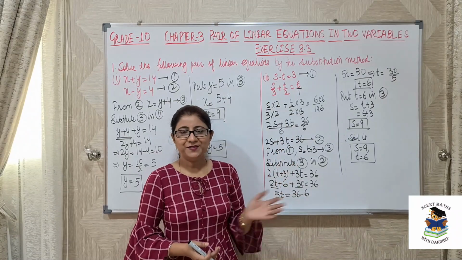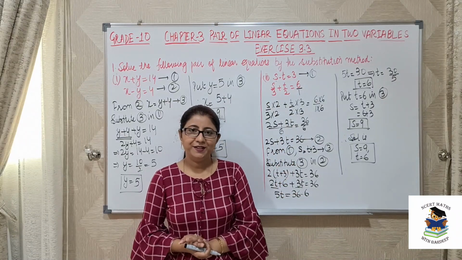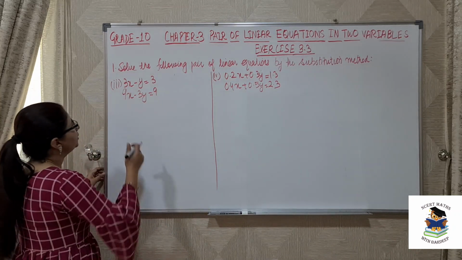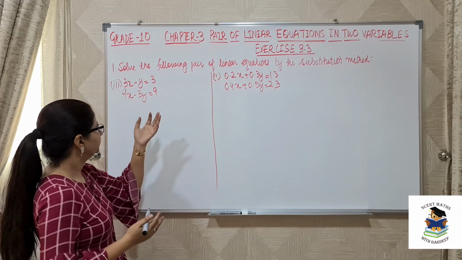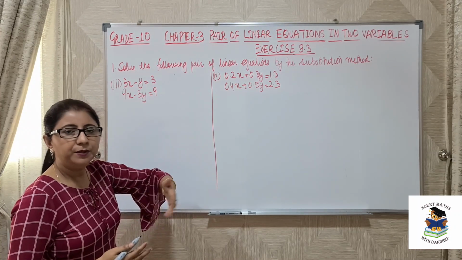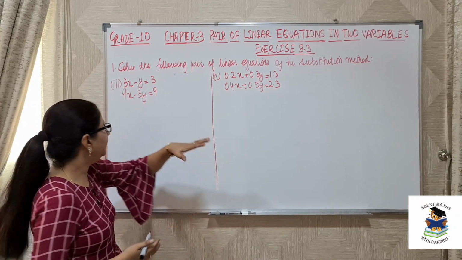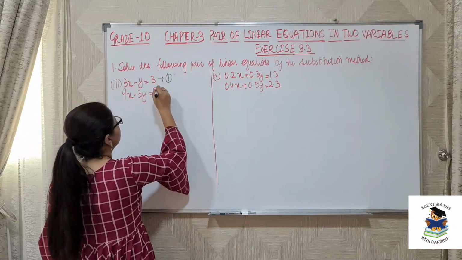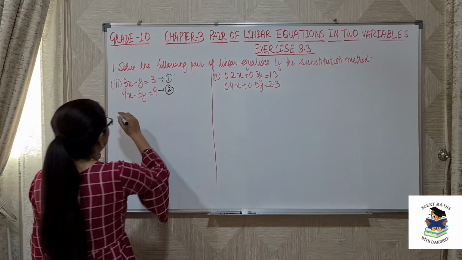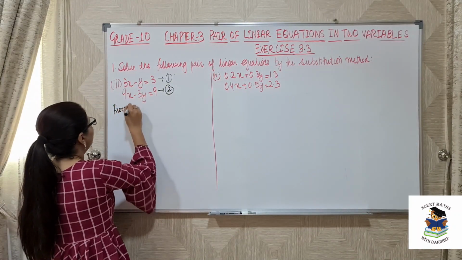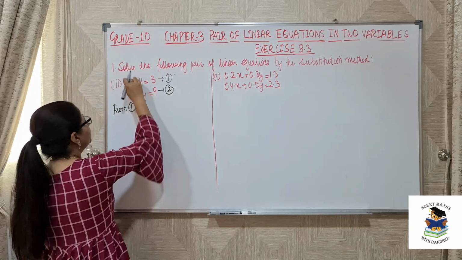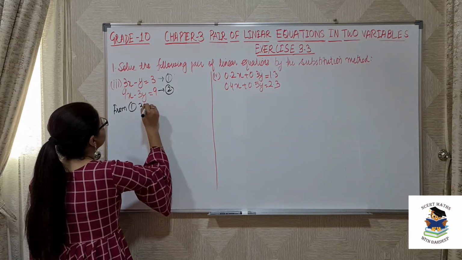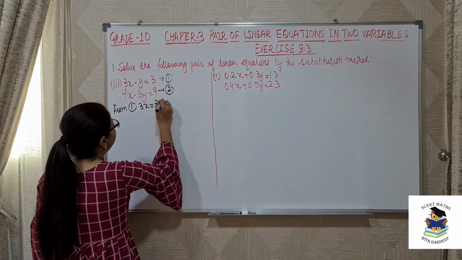Okay. So this is our second part. Now let's see the next one. So third part is these equations. In the substitution method, I find the value of one variable from one equation and substitute in another. Since in the first equation the coefficients are smaller, I am using this equation. So from 1, this minus y is shifted to the other side. So it will be 3x is equal to 3 plus y.